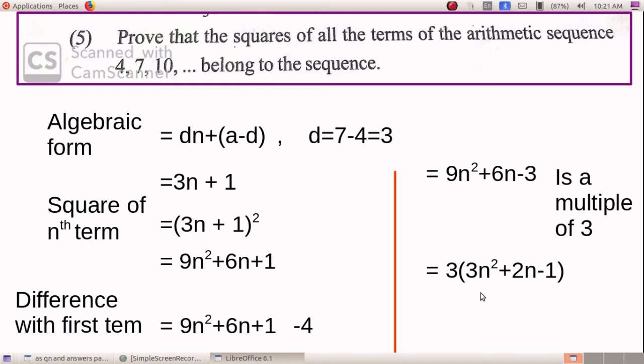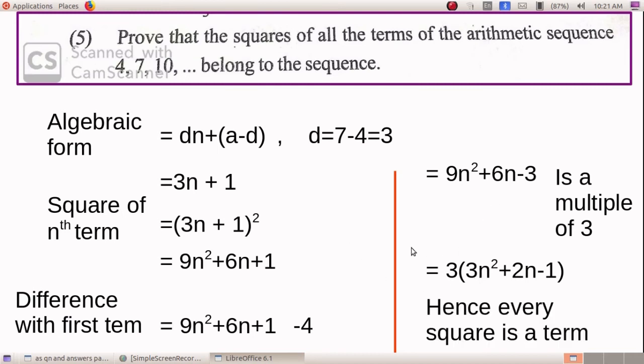I think you have understood this well. You can write this down if it is needed. Okay, we have proved that the square is again a term of the sequence. Write down all this. Let us go to the next question.